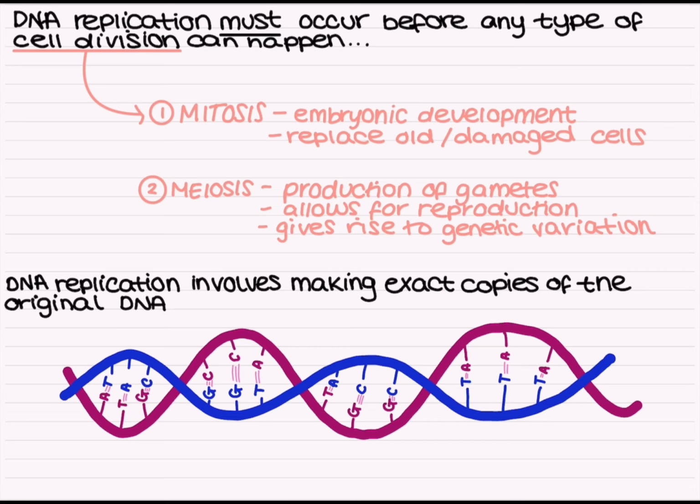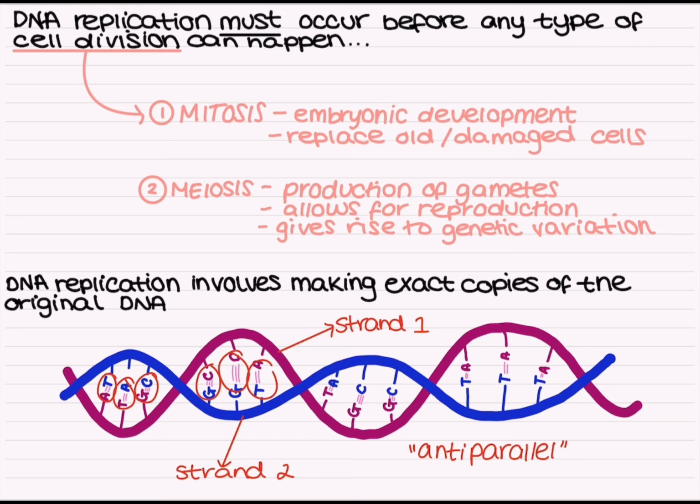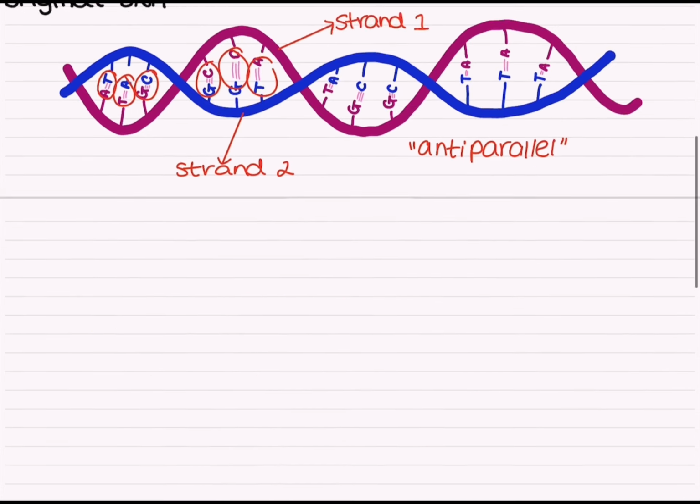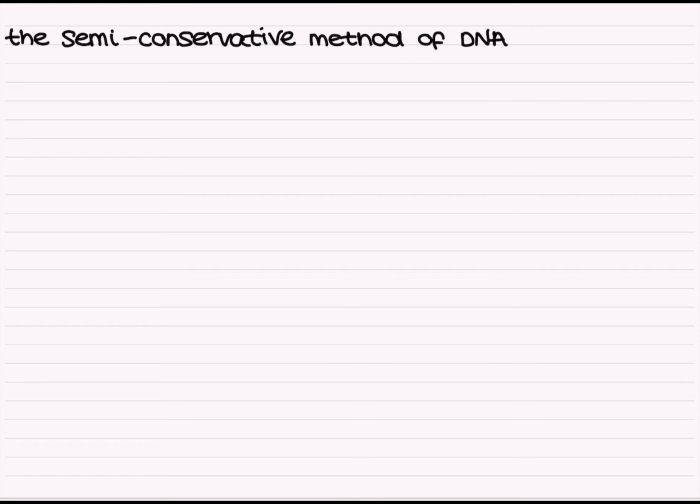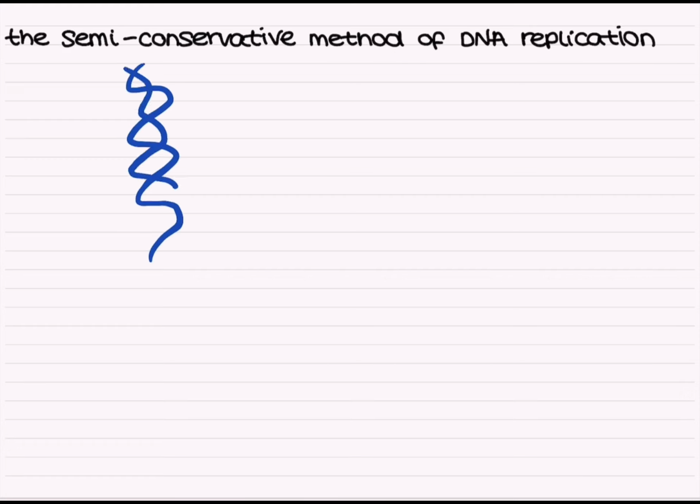Now remember, DNA molecules are made up of 2 complementary strands held together by hydrogen bonds forming between the bases. These strands run anti-parallel to one another, one in the 5' to 3' direction and the other in the 3' to 5' direction. When the mechanisms of DNA replication were first being investigated, it was difficult to confirm which was the right way. The semi-conservative method of replication is the model that is considered to be the most accurate today.